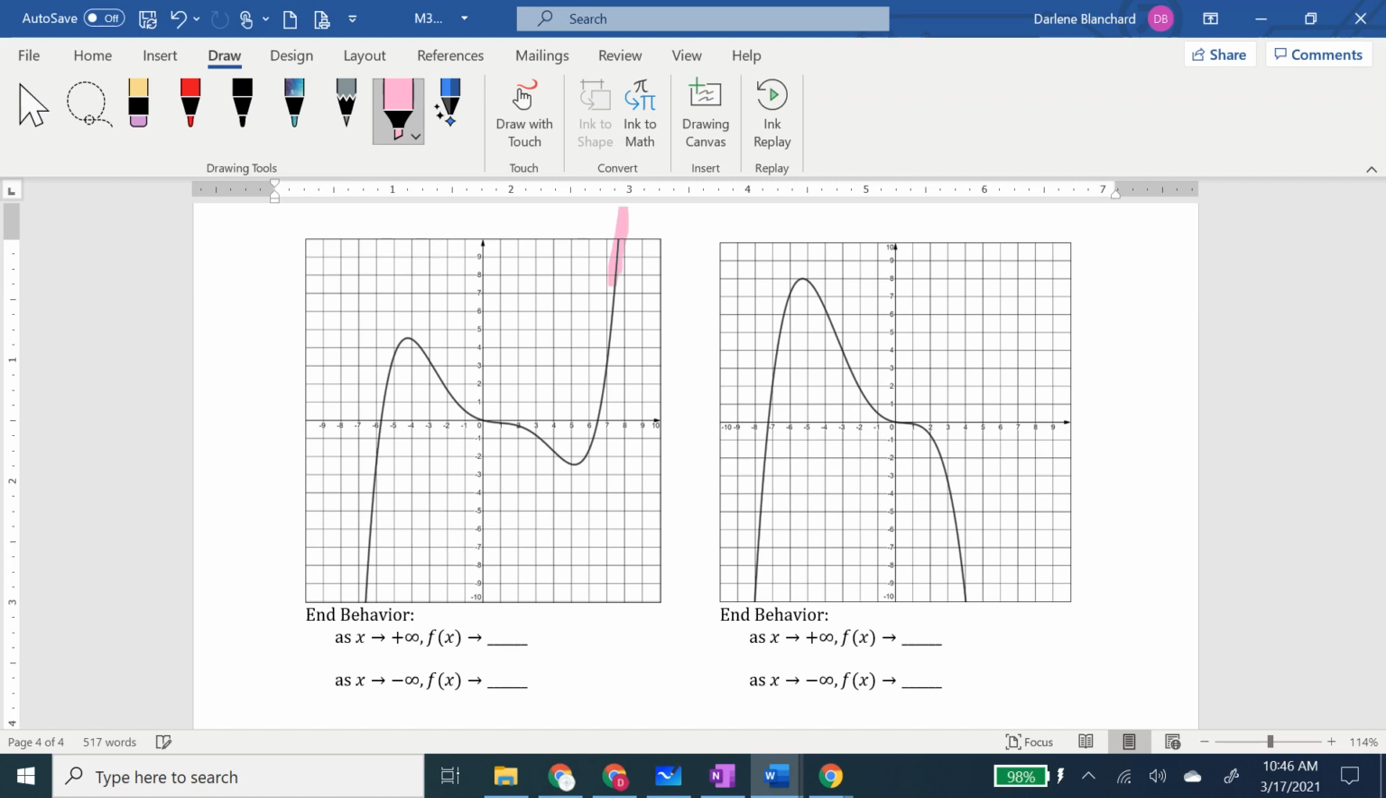So here, right end goes up, left end goes down. Because of that, you're going to say when x is heading to positive infinity, positive. When x heads to negative infinity, negative.